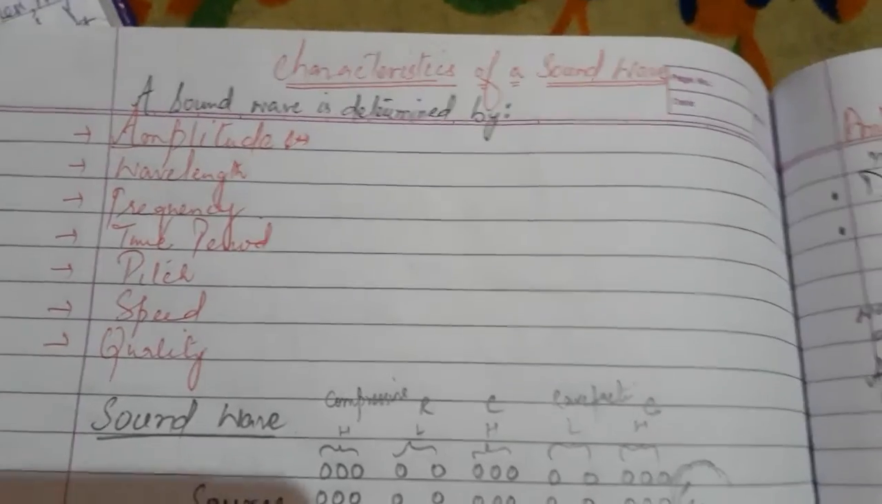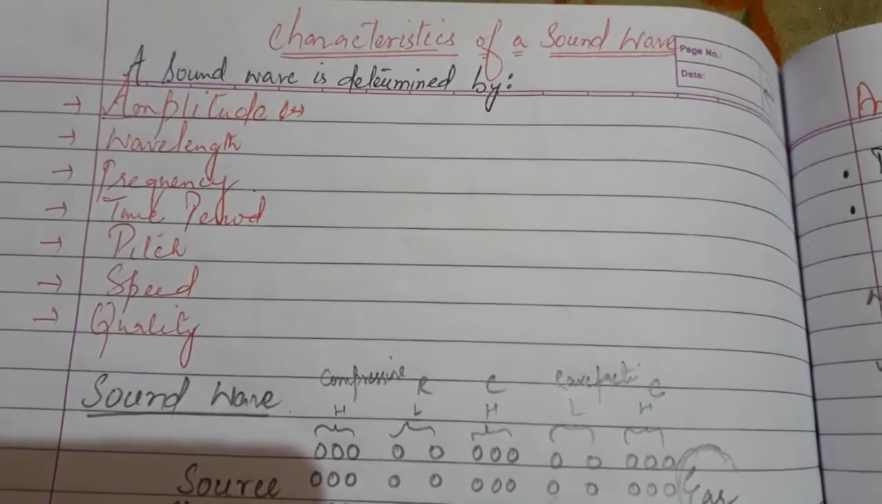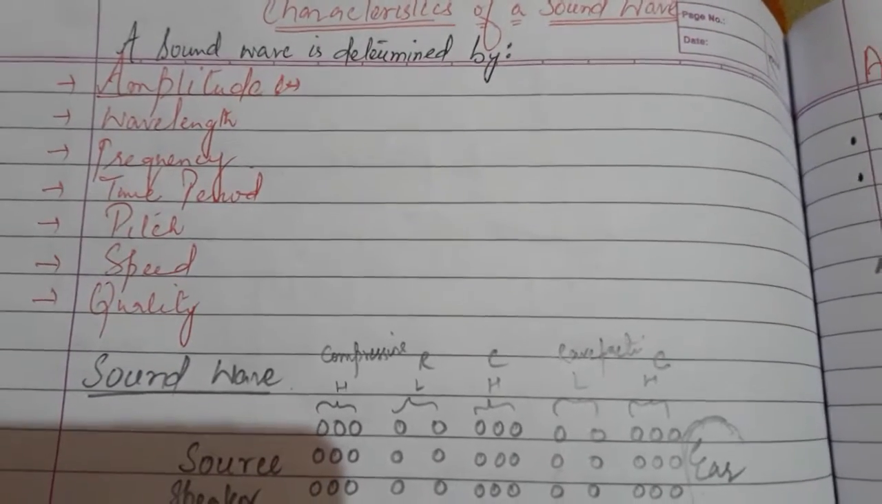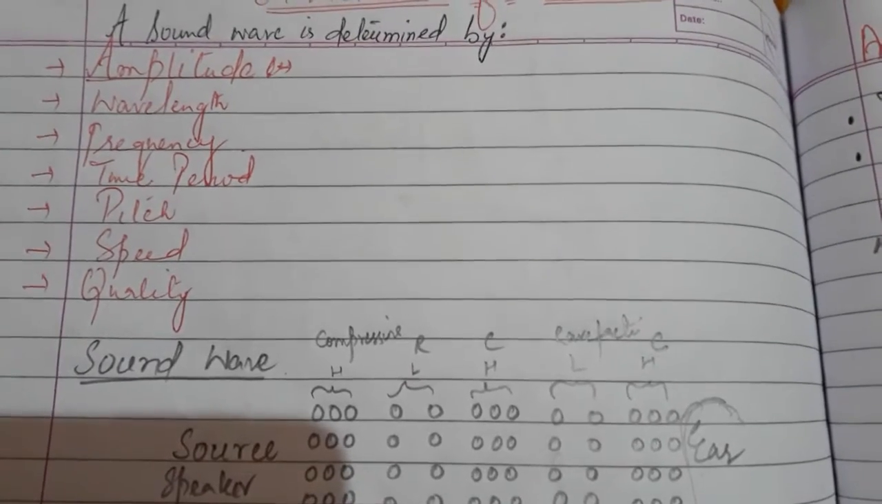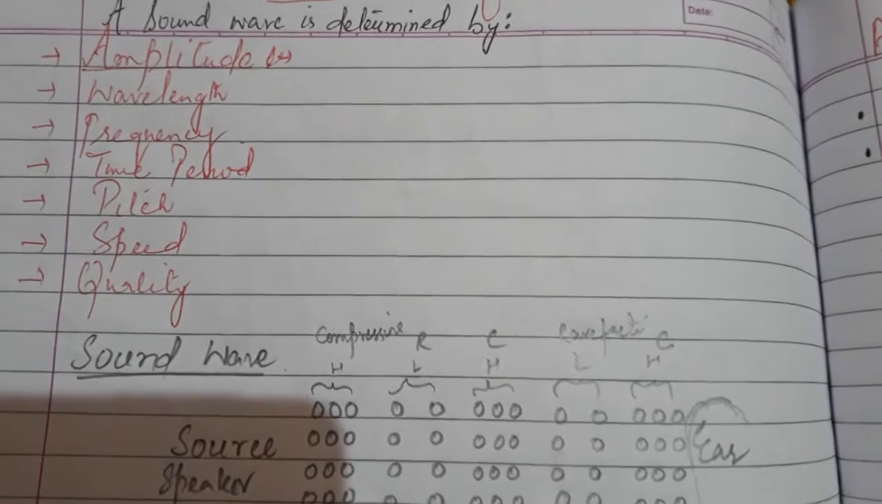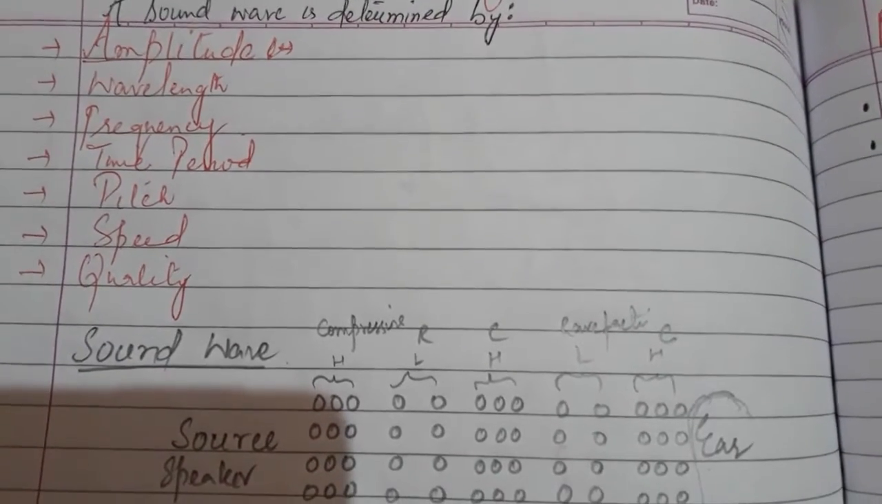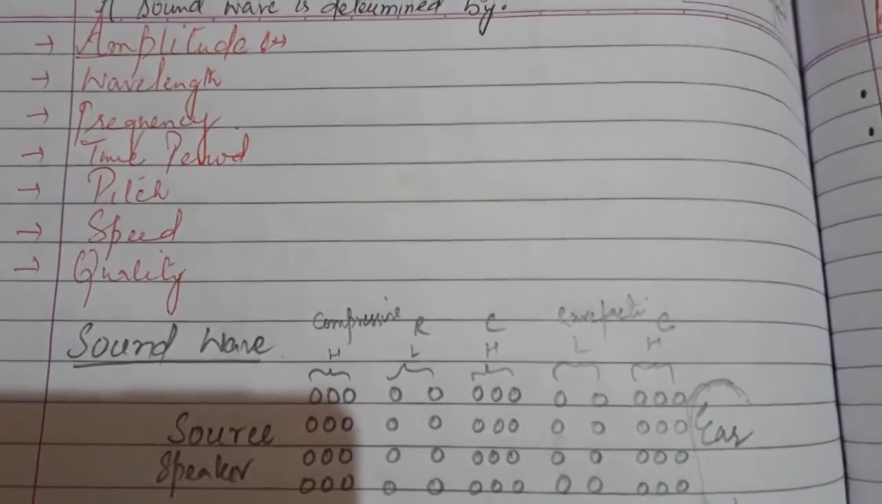Hi students. Today we are going to study the characteristics of a sound wave. You would have seen that different sounds are different. How do we distinguish one sound from another? For example, the sound of a bird, the sound of a horn and the sound of a small boy. These three sounds are very different from each other.